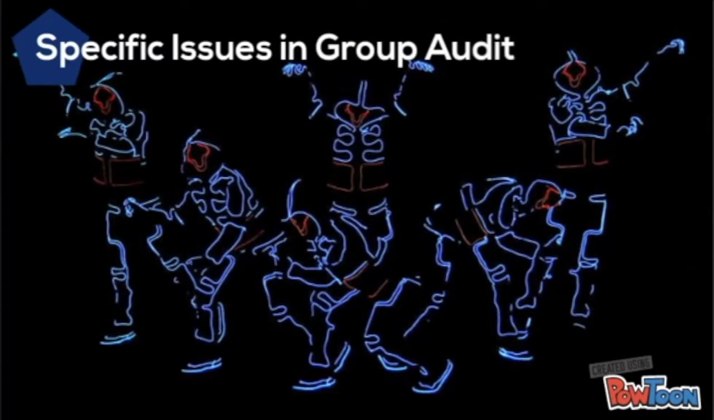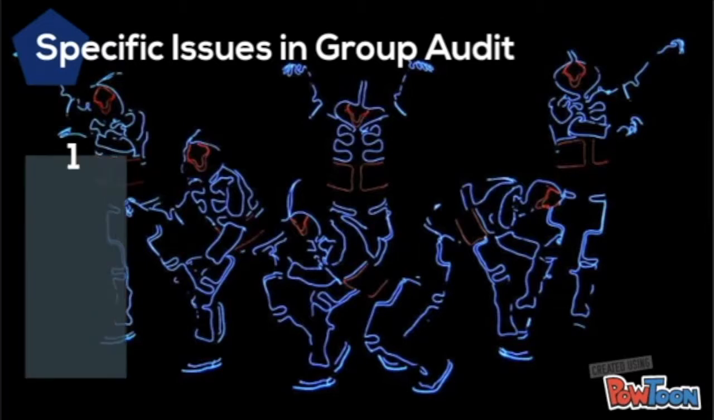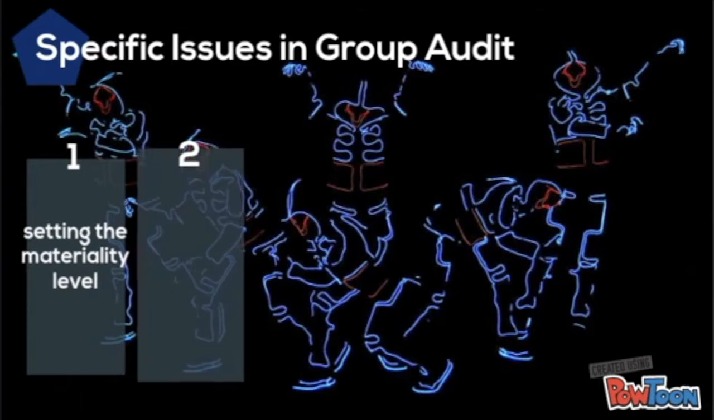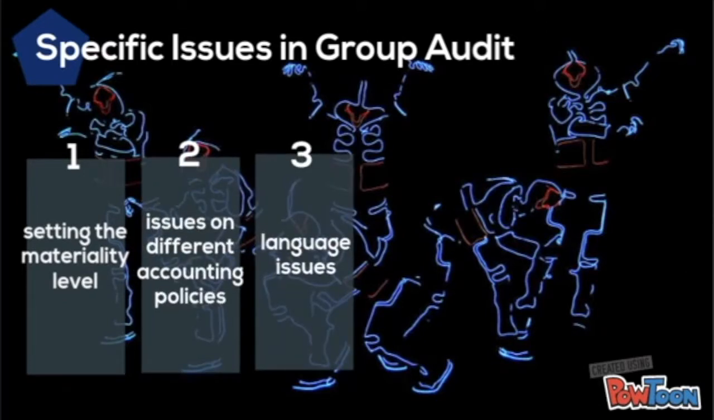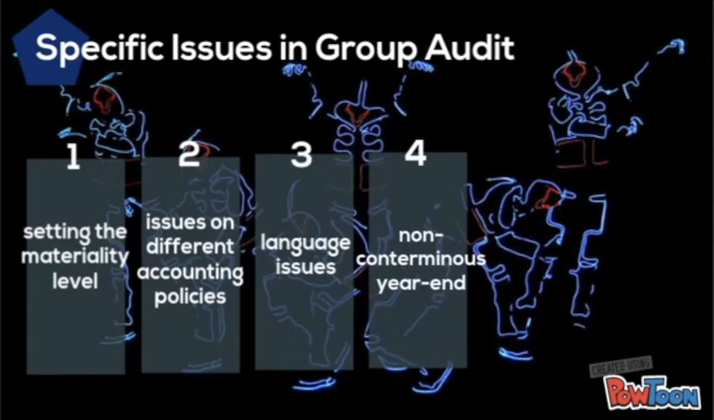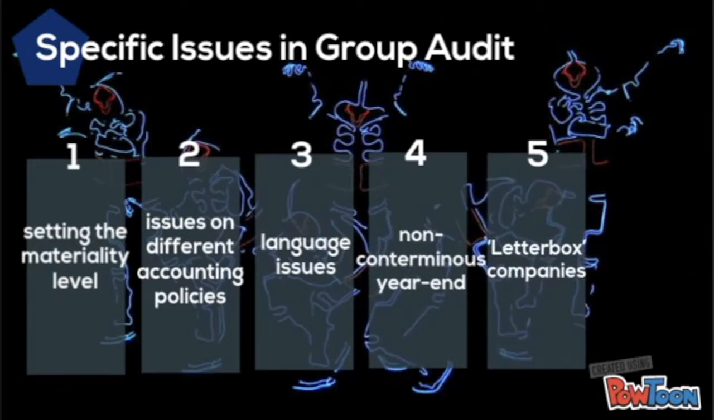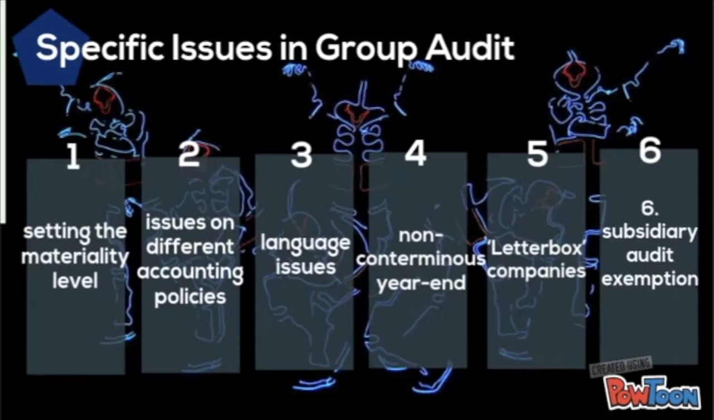Next, we will be moving on to the specific issues in group audit. The issues are further expanded into: 1. Setting the materiality level. 2. Issues on different accounting policies. 3. Language issues. 4. Non-conterminous year-end. 5. Letterbox companies. 6. Subsidiary audit exemption.